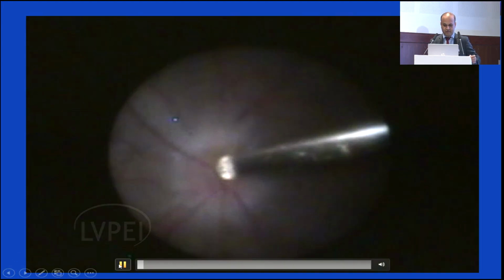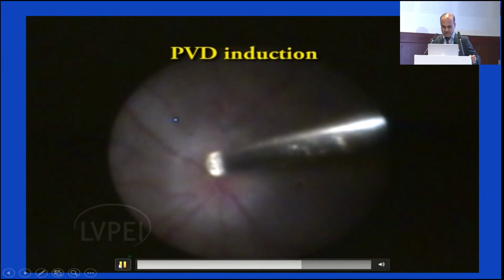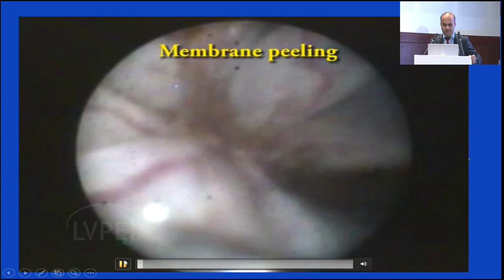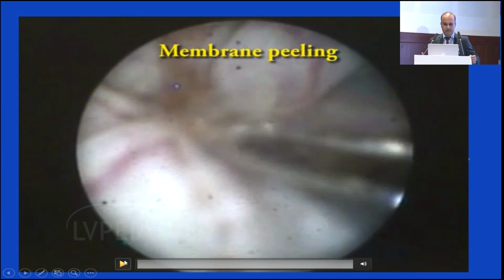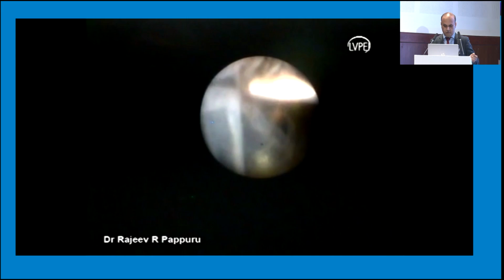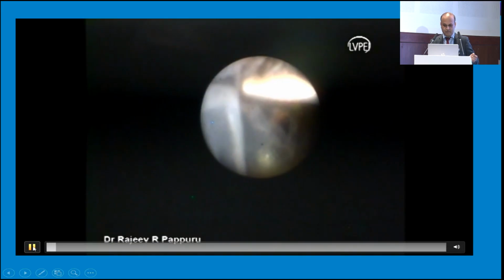So these are some of the cases where you can easily see a PVD, and induction can be done easily in these eyes once you get used to it. Membrane peeling: this is actually a video which I took from Dr. Rajiv Reddy. He was the one who started doing endoscopy the first time in LVPI, and the one who has actually taught most of us, me and Vivek and my other colleagues who do endoscopy right now. So this is another one of his cases, and this is what we were talking about.